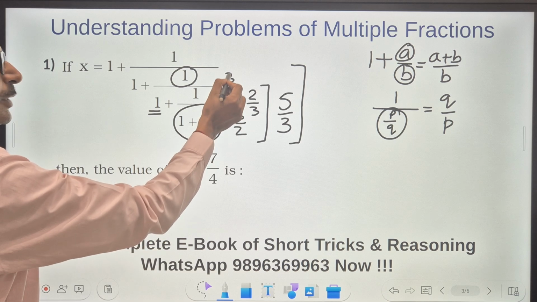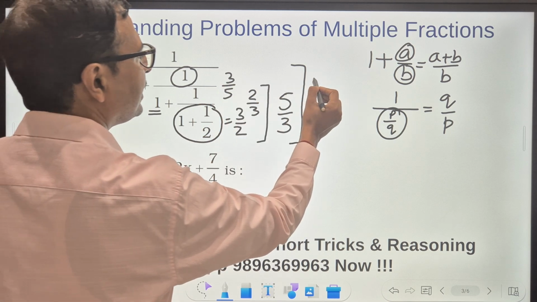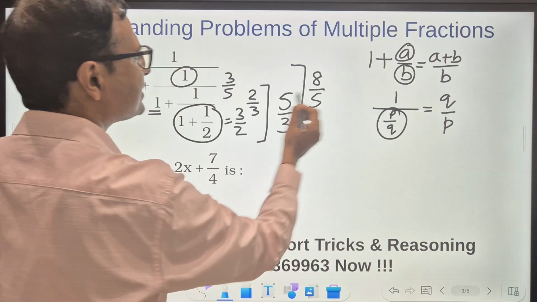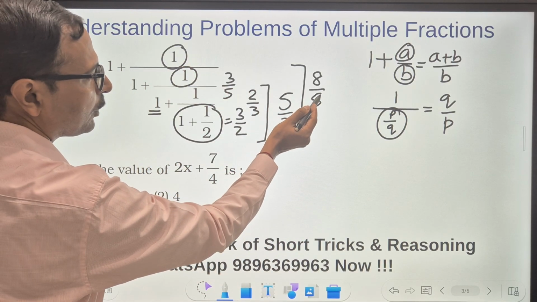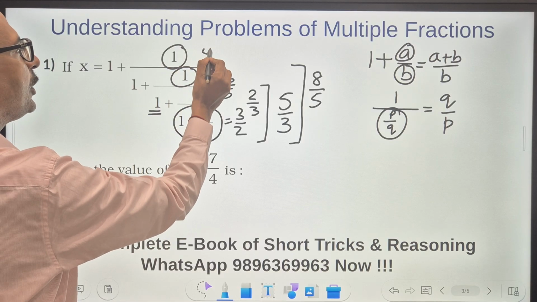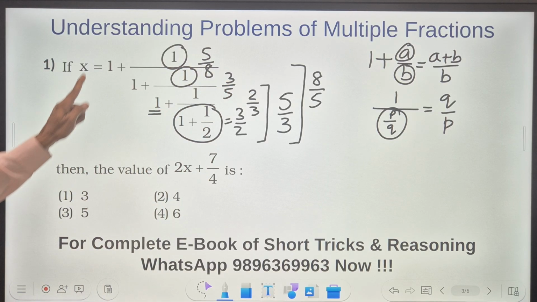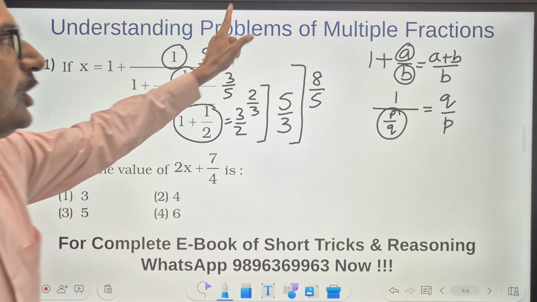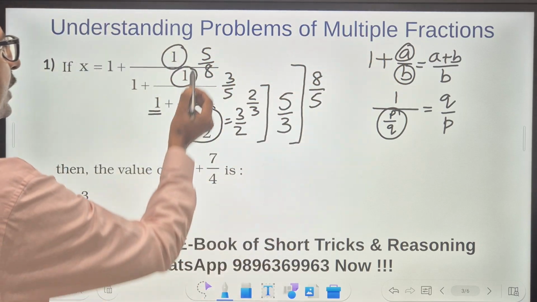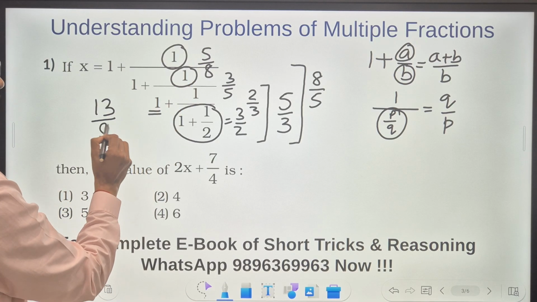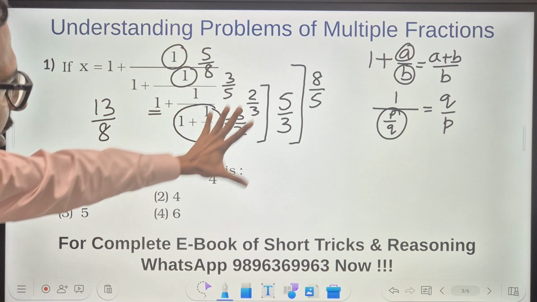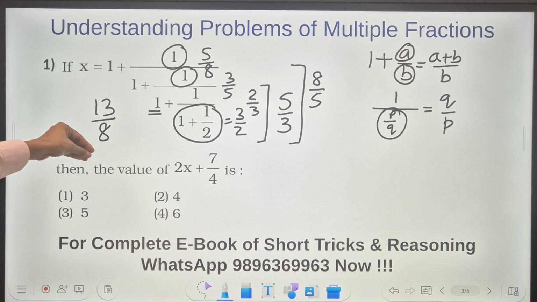Again you have to add the numerator and denominator, so 3 plus 5 is 8, and the denominator remains the same, 5. Now use this, 1 upon 8 upon 5 is 5 upon 8, and finally 1 plus 5 upon 8. Use the same rule once more, you get 5 plus 8, 13, and upon 8. So the value of this huge expression is 13 upon 8.